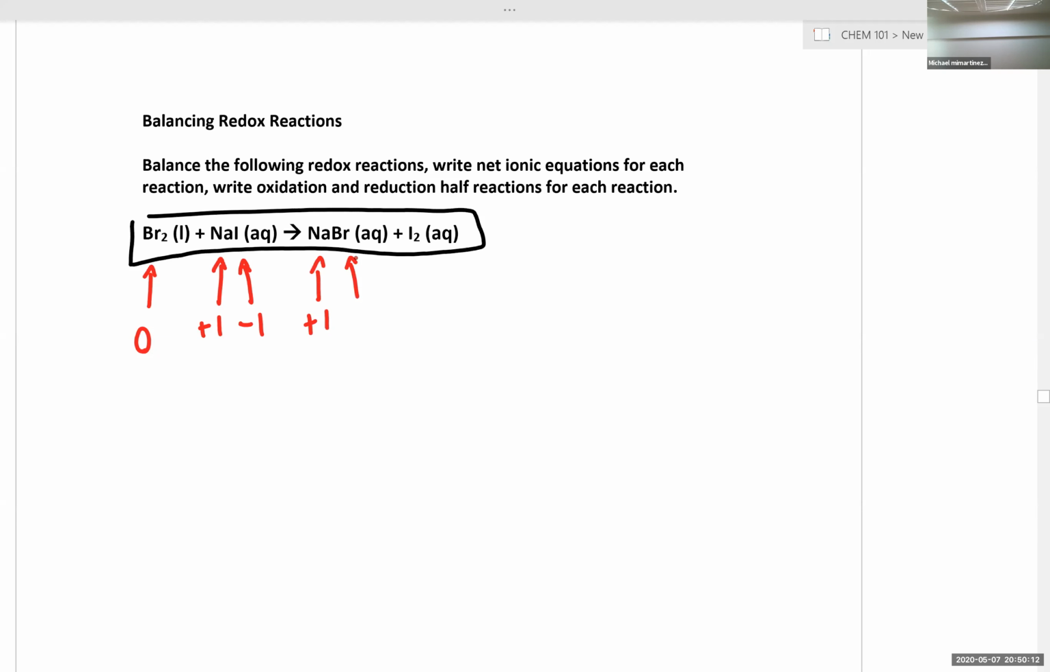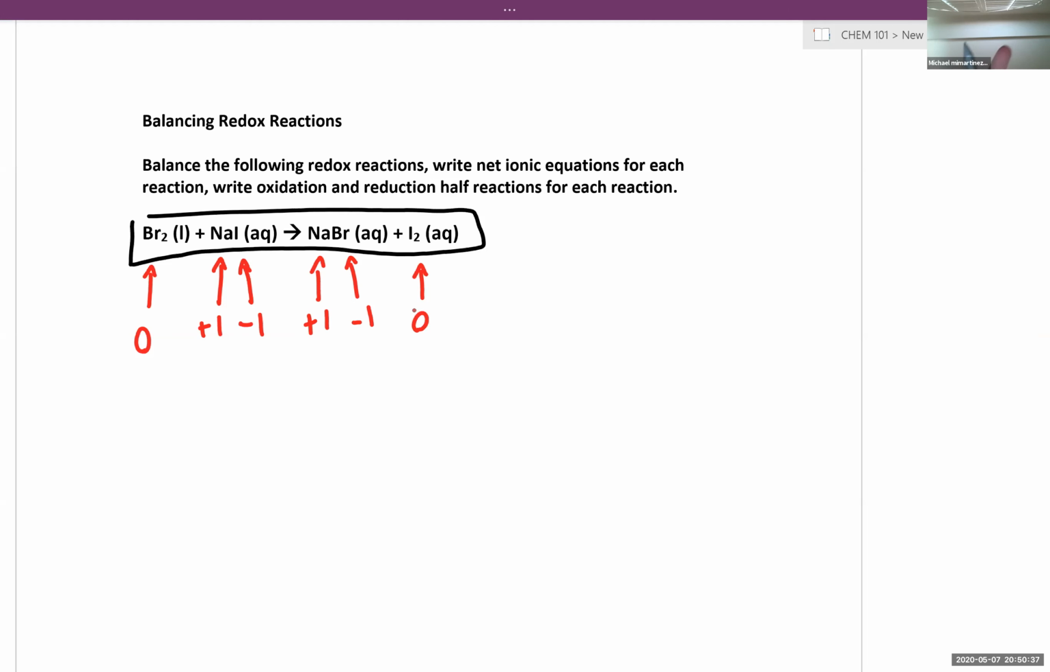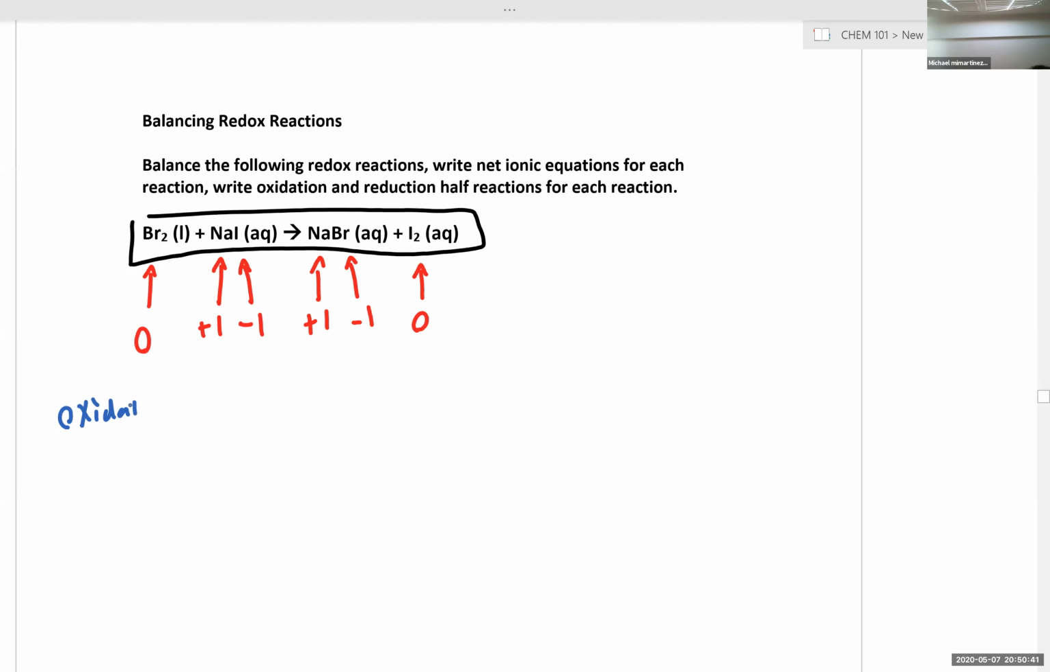What about bromide? What's the oxidation number of bromide? Let's try to get some responses in the chat. Oh, -1, perfect. Sometimes there's a bit of a delay. And what is the oxidation number of iodine in elemental iodine? 0, yep. Okay, so let's look at our oxidation half reaction.